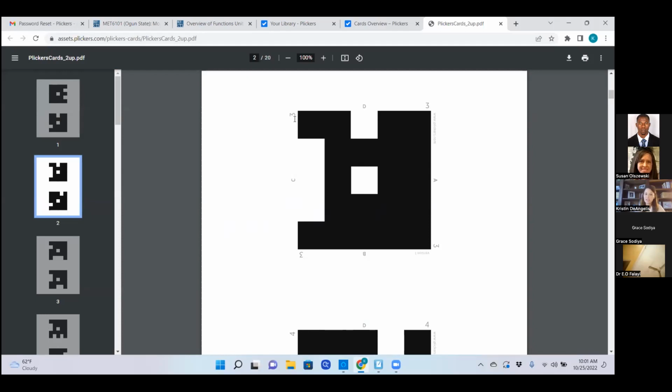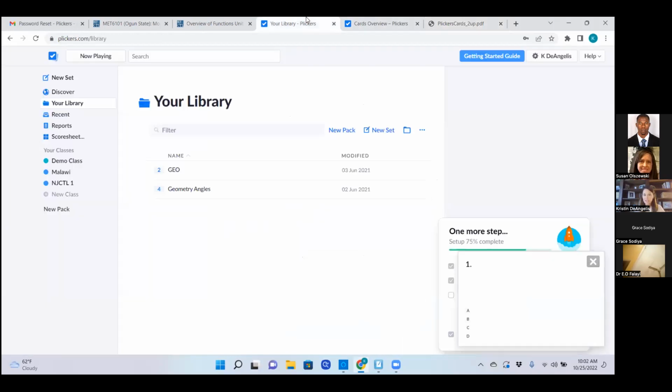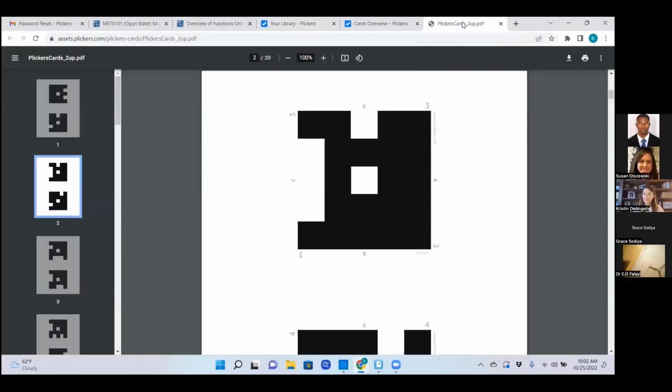And you'll see on here up in this corner it says number 3. The next one's going to say 4. In your free Plickers account, you can set up a class, and each student then has a number. Nobody knows each other's numbers. They know their own number, so they make sure they have their own card.